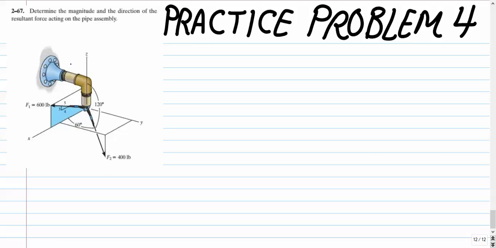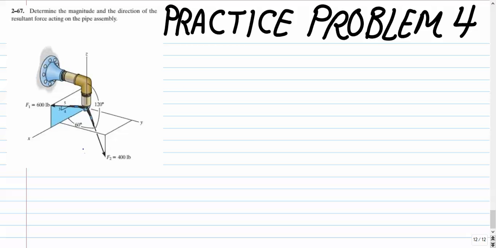So notice that this question is in 3D, which means three-dimensional, or in three different sets of axes, and that means that we will have to give them three different angles from the x, y, and the z axis. So let's get started.